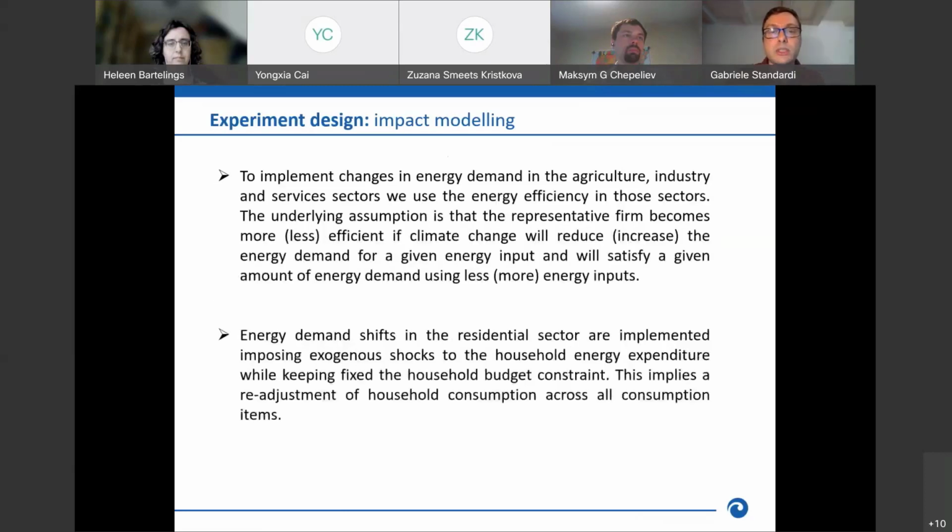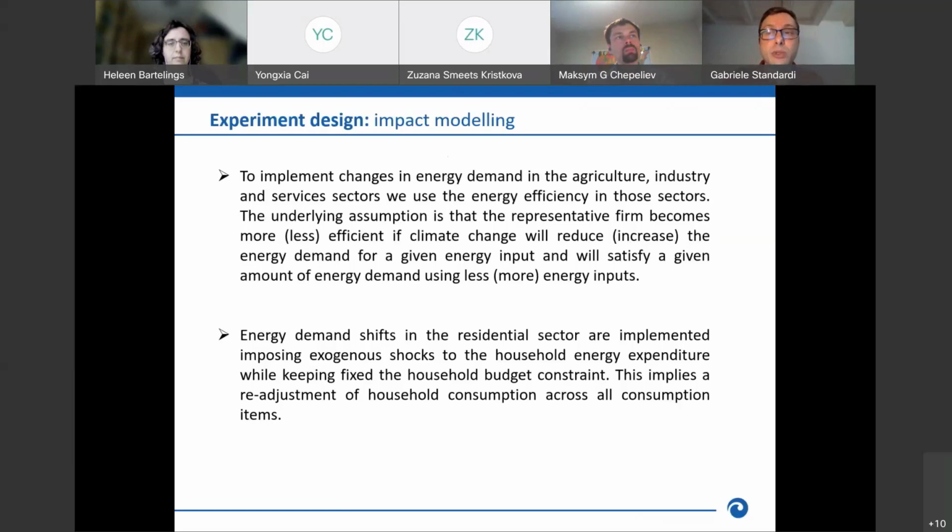Then, of course, to implement these changes in the model, we make this assumption. We basically assume that if, for example, because of temperature increase, the energy for cooling is going to increase in Europe, this means that the representative firm will need more inputs to satisfy that level of energy requirements in terms of cooling. And in our opinion, this can be interpreted like an efficiency loss.